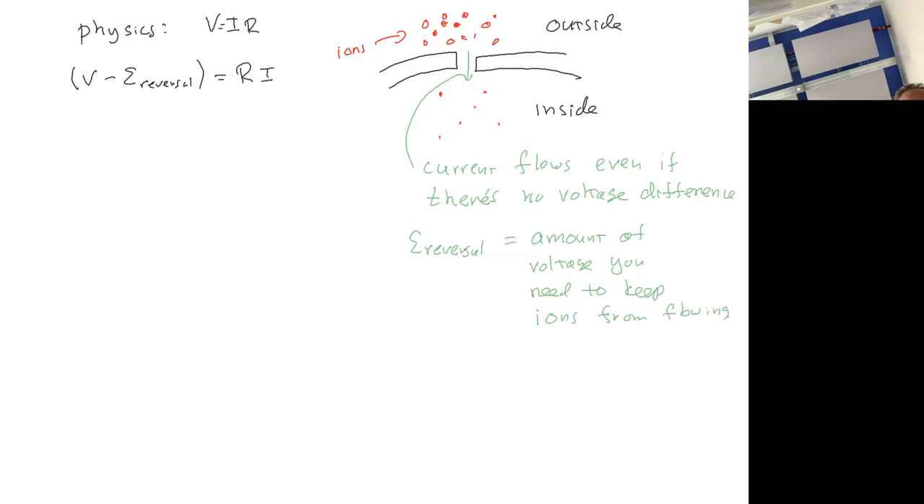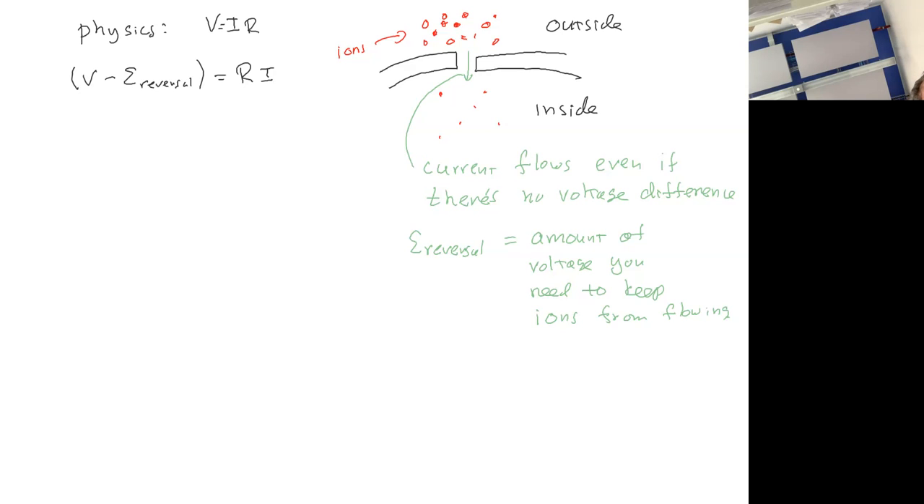So for instance, if these were positive ions, you need a big positive voltage in here to keep them out. If they're negative ions, you would need a big negative voltage in here to keep them in. And if you switch the density, so you had more on the outside than the inside, that would switch. Okay. I assume you kind of learned about this.